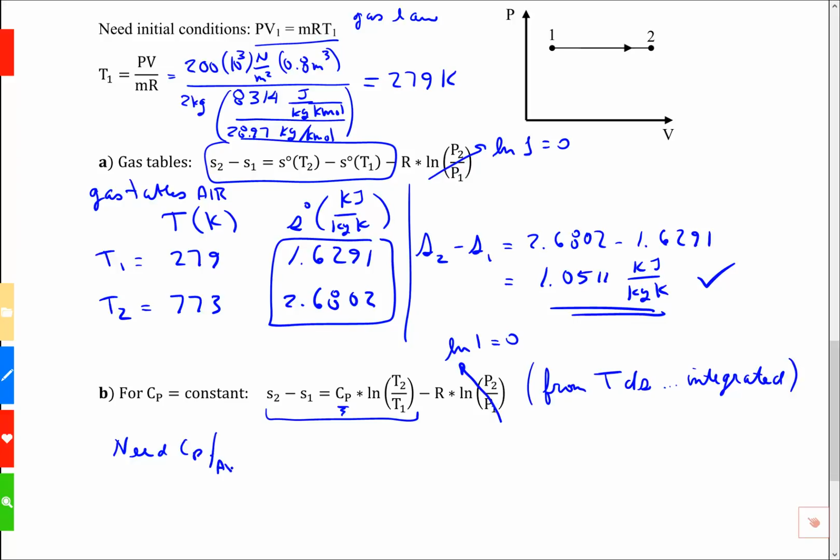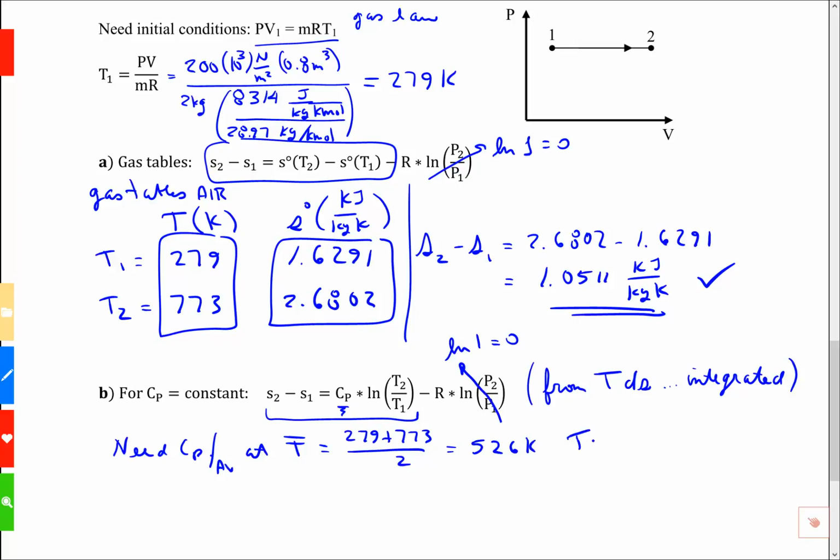We're going to take an average value at a T bar. T bar is the average of the two temperatures. I'm going to take 279 plus 773 and divide by 2. So we're going to look for C sub P at 526 K.